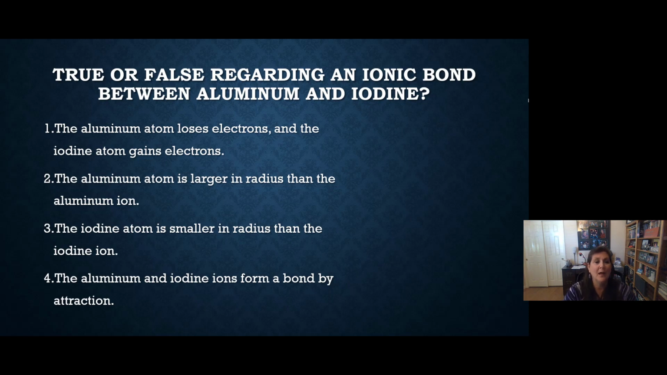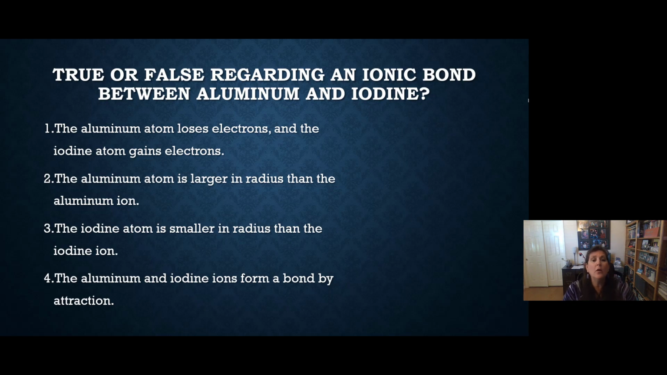Number 2 is true. Number 3, the iodine atom is smaller in radius than the iodine ion. So we have an iodine atom and it gained an electron to become the ion. So when it gains an electron, it has to make more room for the electron and get bigger. So the iodine ion is bigger, the iodine atom is smaller, and so that's true.